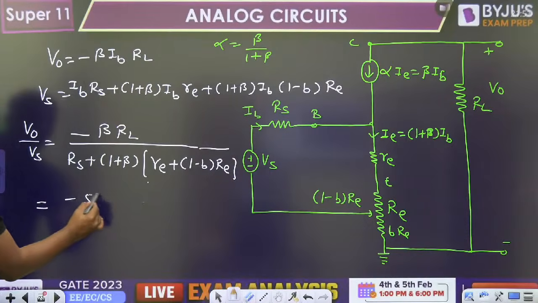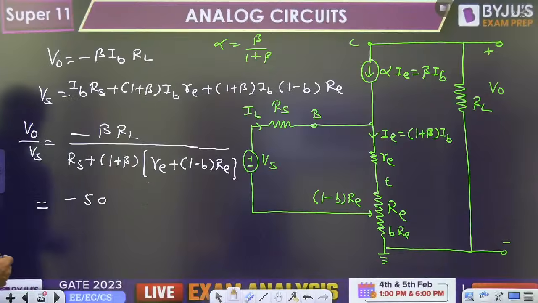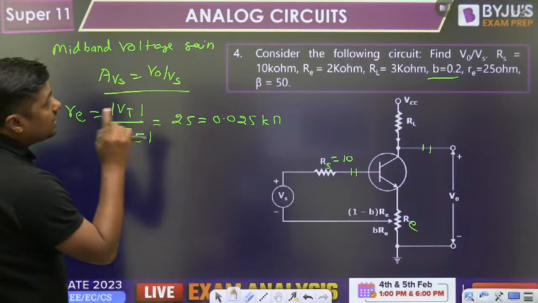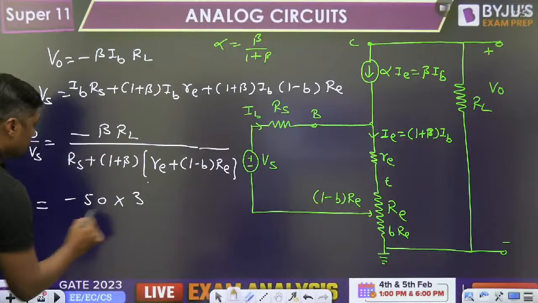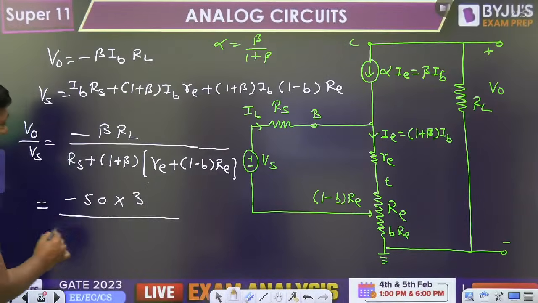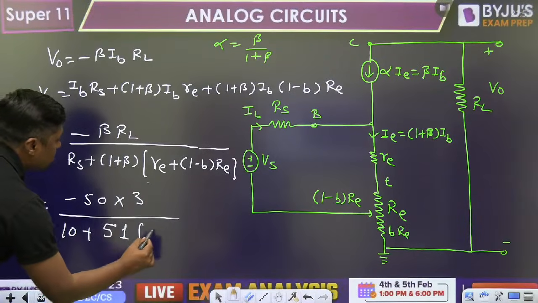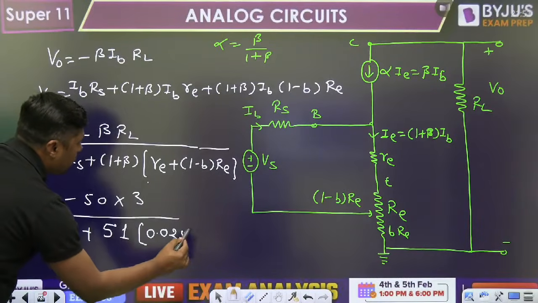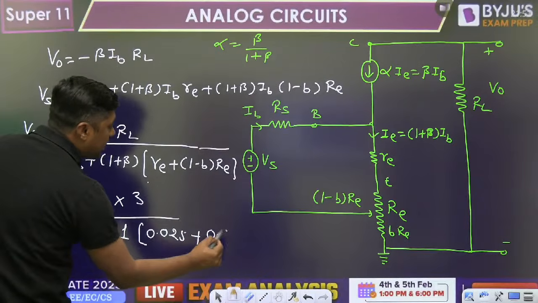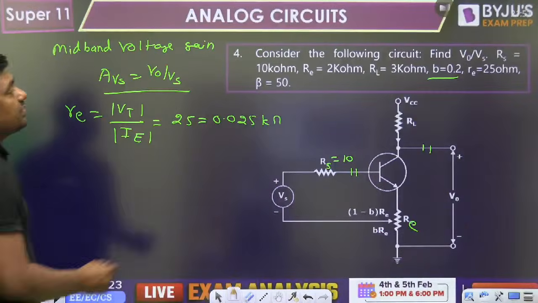What is the given beta? Minus 50. What is the beta given in the question? 50. Into RL. What is the RL given in the question? RL is 3 kilo ohm, divided by RS, 10 kilo ohm, plus 51, since beta is 50, times small re, only 0.025, plus B, which is given as 0.2, so it becomes 0.8 into RE. What is the capital RE given? RE is given as 2 kilo.